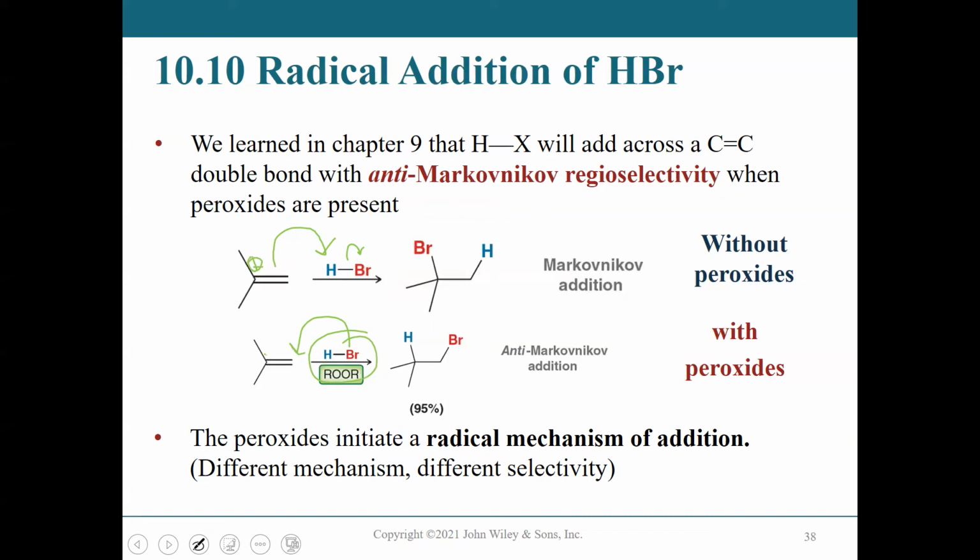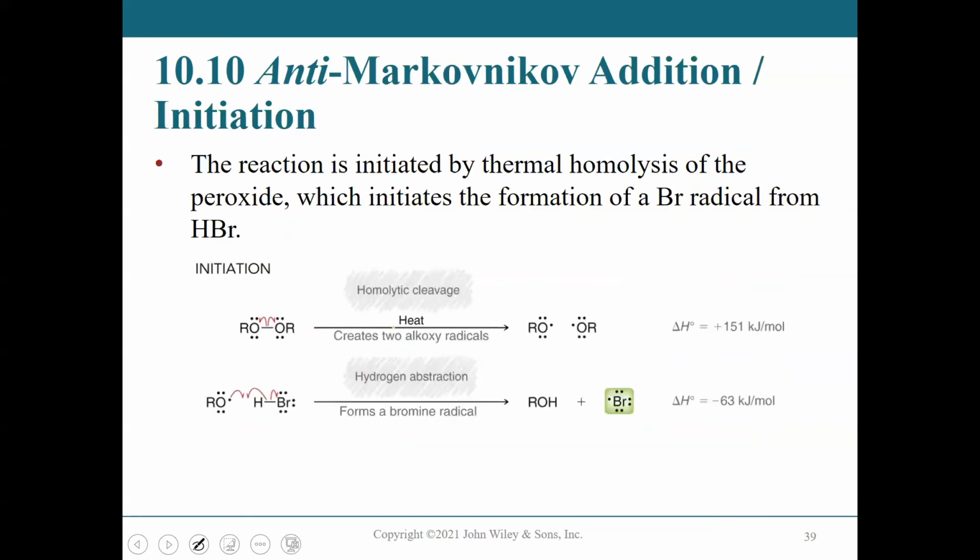So the alkene attacks the hydrogen first in the regular reaction, but in the radical reaction it is the bromine that goes in first, leaving the most stable radical. Therefore, the radical will take the hydrogen to the most substituted carbon, okay? So let's explain that with the mechanism.